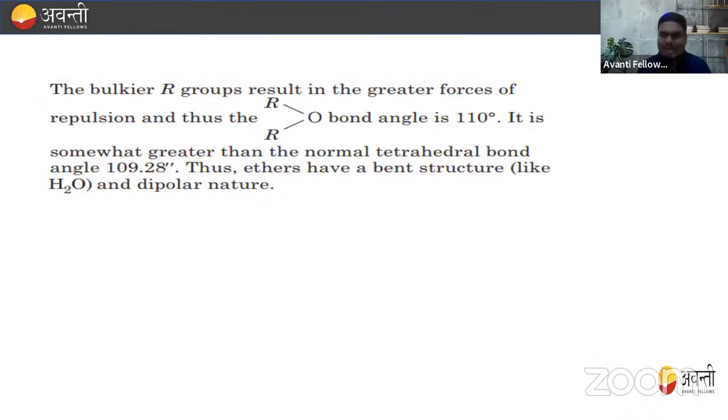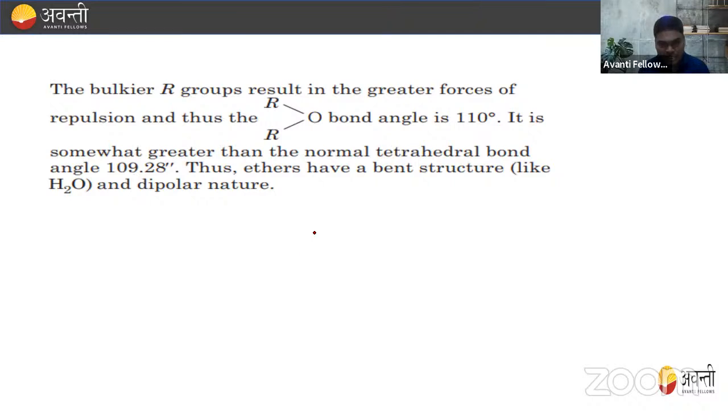So basically the bulky R groups result in a greater force of repulsion, and thus the bond angle is 111 degrees. So it is somewhat greater than the normal tetrahedral bond angle, around 109 degrees 28 minutes, right? Thus we can say that ether has a bent structure like H2O, and it has a dipolar nature. So they have the dipolar nature. How will you say that?